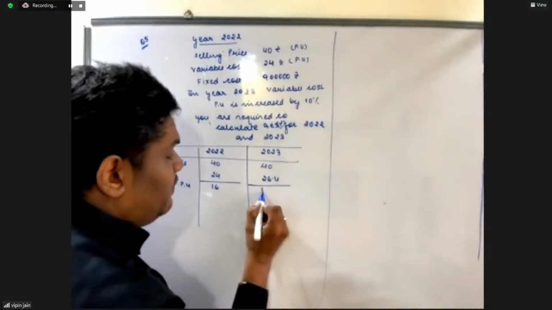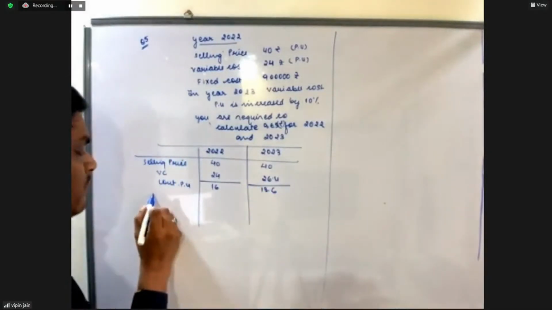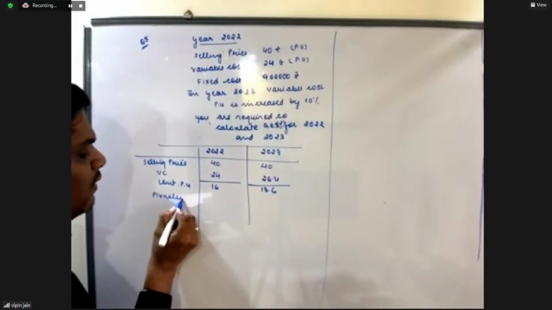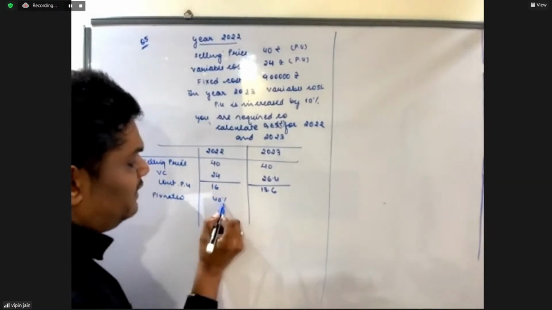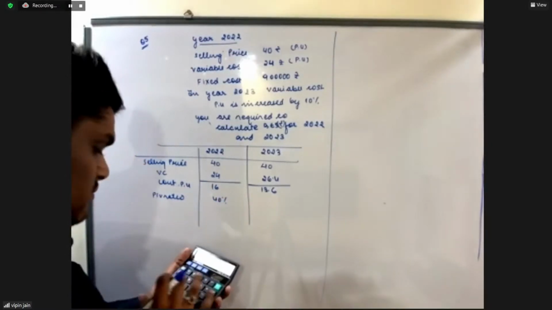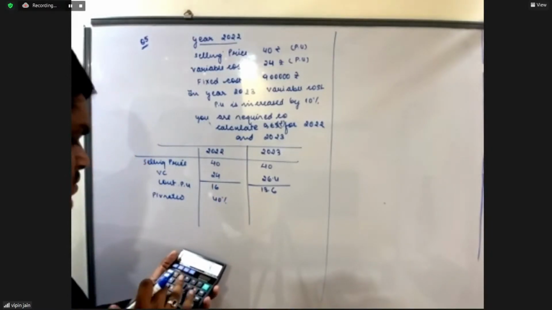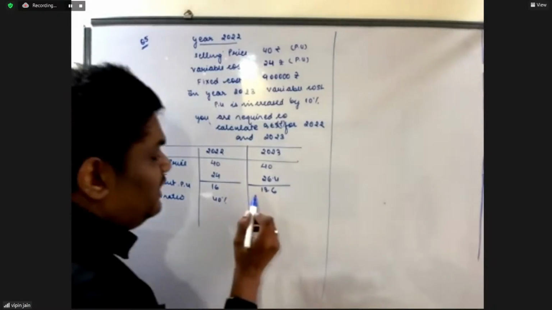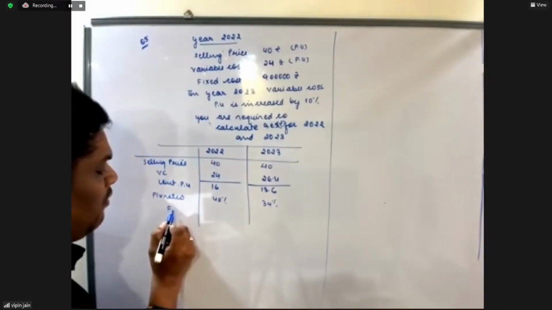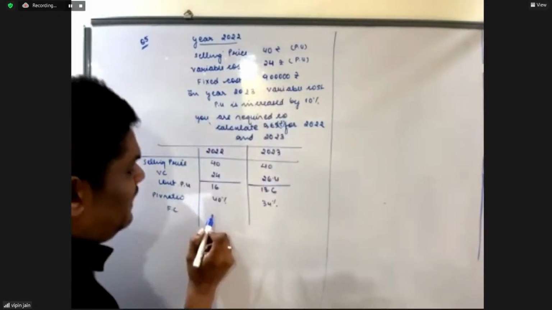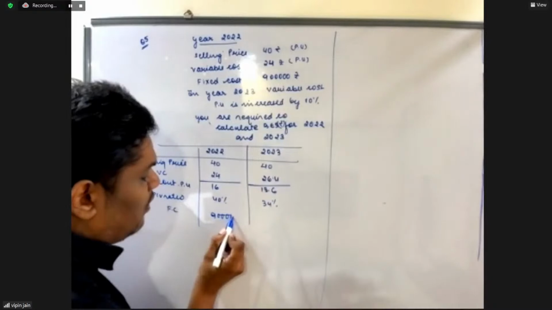So this will be 13.6. So my PV ratio will be 16 divided by 40, that is 40%. This is 34%. My fixed cost is 9 lakh in both the cases.